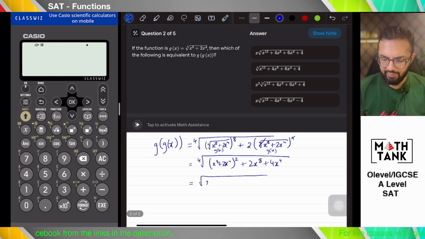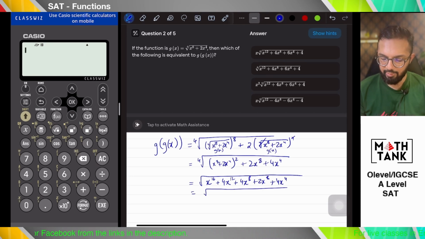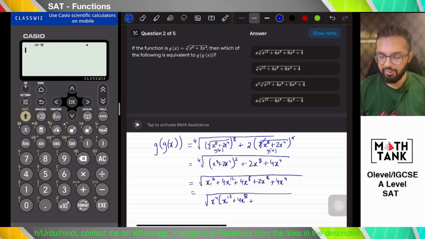I think I have to expand this. So x power 16 plus 4x power 12 plus 4x power 8 plus 2x power 8 plus 4x power 4. I see an x power 4 common in all of them. So I'm going to pull that out and say that x power 4, x power 16 is then left with x power 12. This is left with 4x power 8. That was 6x power 8, so it's now left with 6x power 4 and then plus 4 at the end.